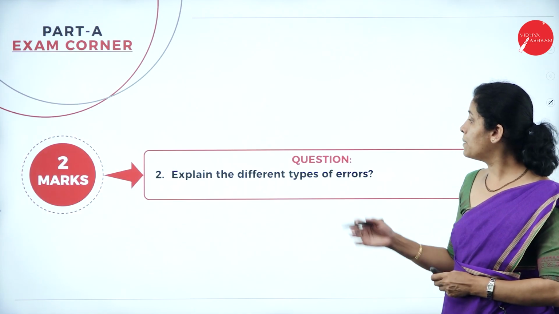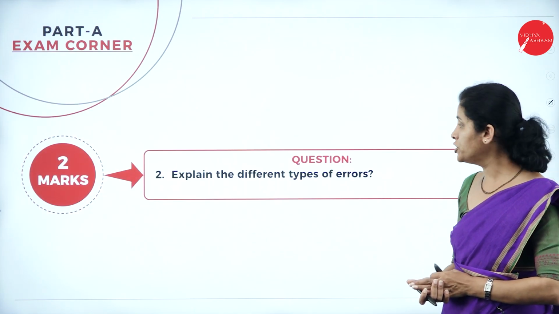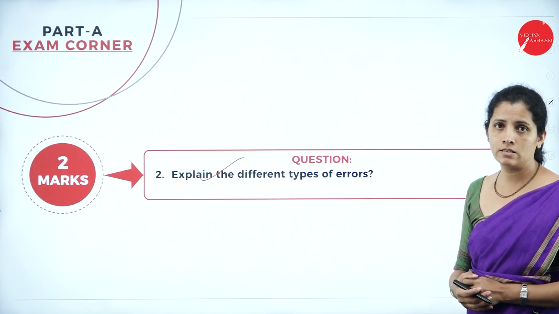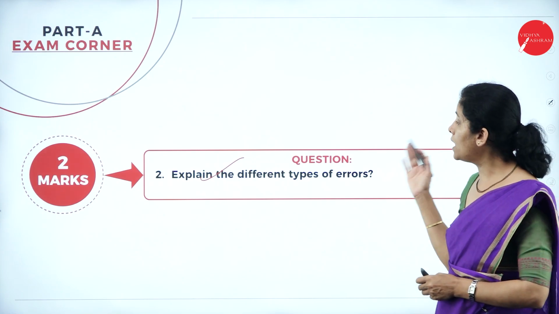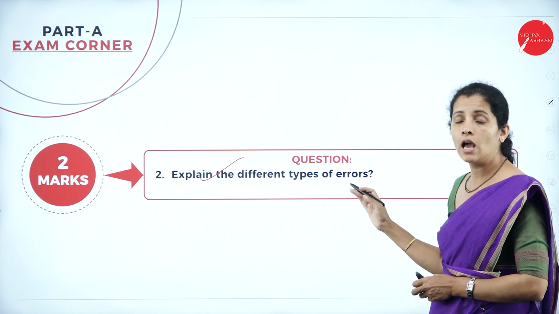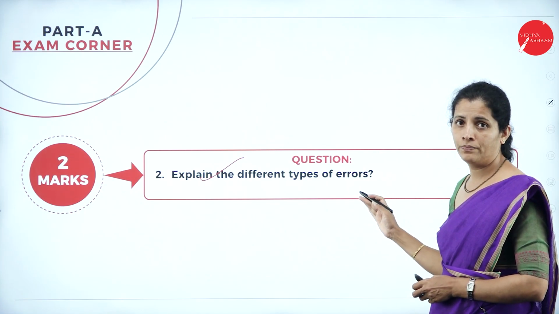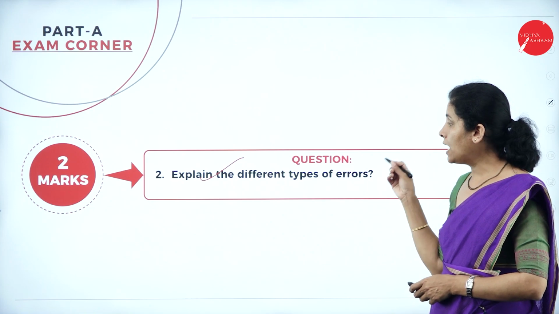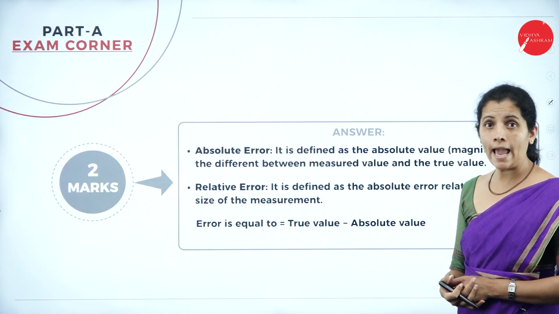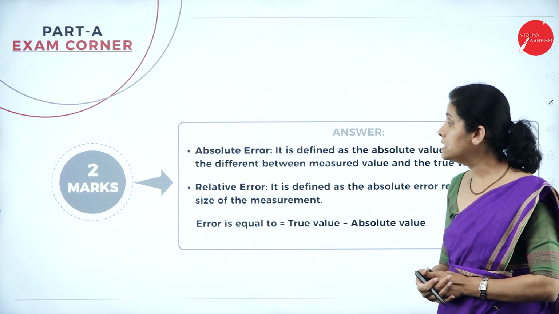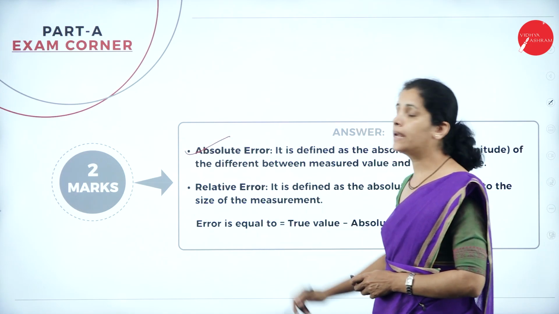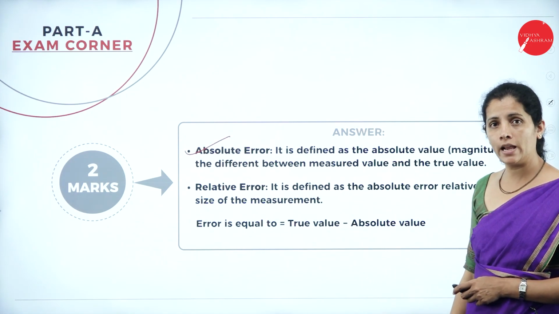Now dear student, I am going to have my second question. Explain the different types of errors. So dear student, once again this question comes under unit 1 and first chapter. Under unit 1 we have discussed what is an error. In that we have discussed two types of errors, that is absolute error and relative error.